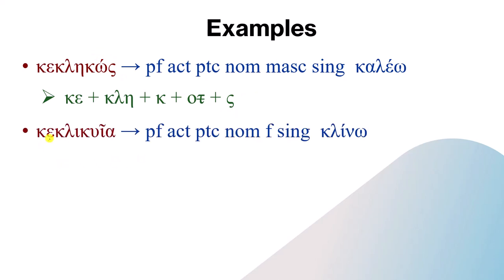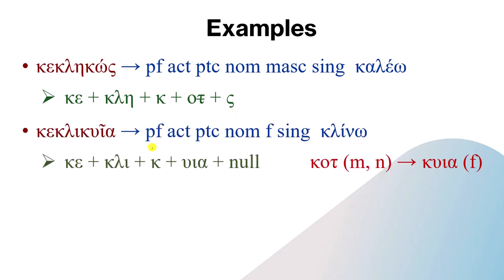Here we have κεκληκυῖα. So we have the perfect stem κλη, and then the reduplication κε, then another kappa. This is the tense formative. And then we have the feminine participle morpheme. Remember that we said that for the masculines and neuters, the combination would be κοτ, and for the feminines, it would be κυια. And then the ending here is null, so it's a feminine nominative.